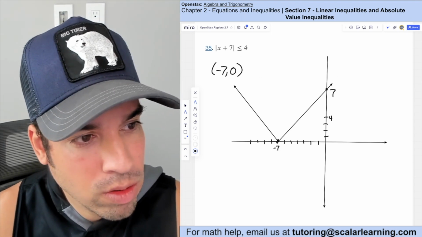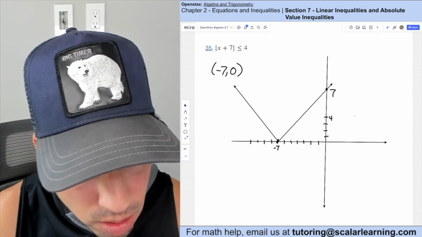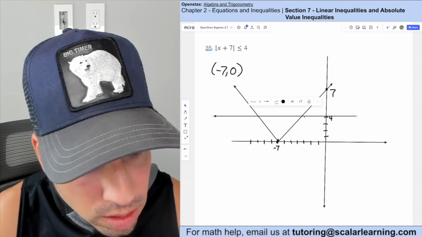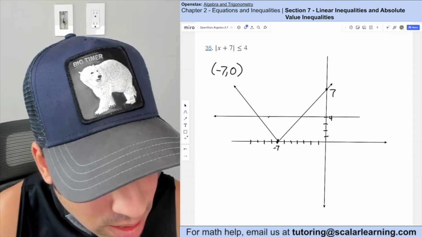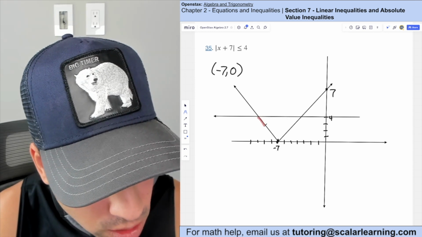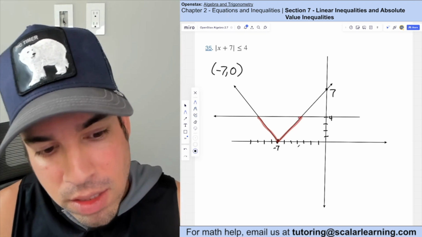Now what about this 4? That's just like y equals 4. So that's going to be a horizontal line coming across here like this. And this is now asking for the region when the absolute value is less than or equal to y equals 4. So it's this portion here, boom, boom. Again, this is an approximate graph.